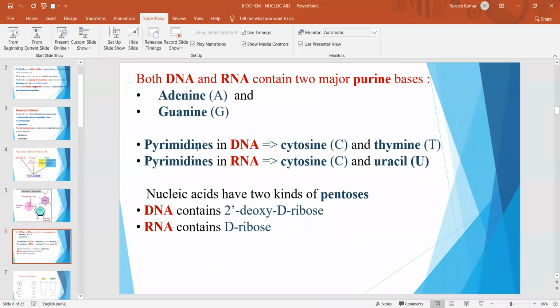We have already discussed that both DNA as well as RNA contain two major purine bases, that is adenine and guanine, and pyrimidines in DNA are cytosine and thymine, whereas that of RNA are cytosine and uracil. Nucleic acids have two kinds of pentoses, that is 2-deoxy-D-ribose is part of DNA, whereas D-ribose is a part of RNA.